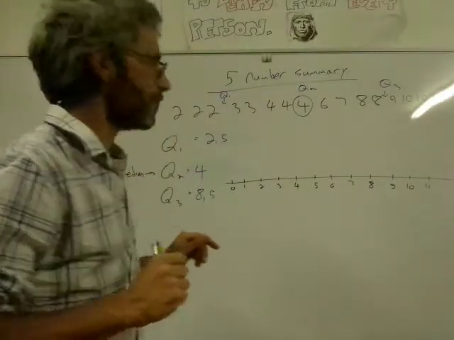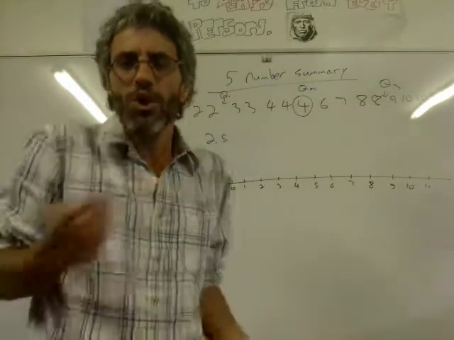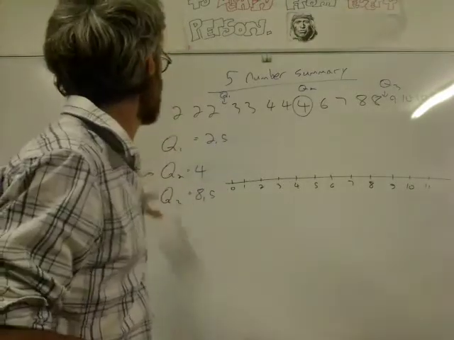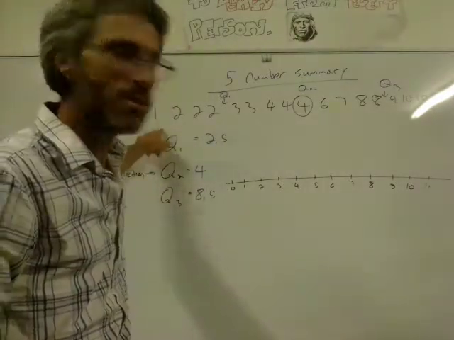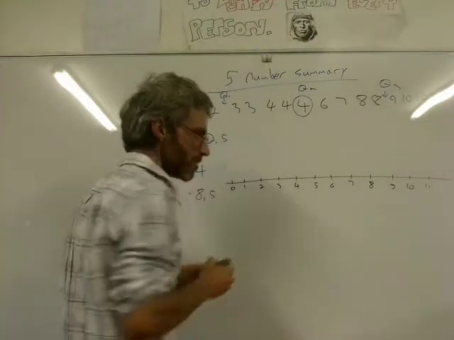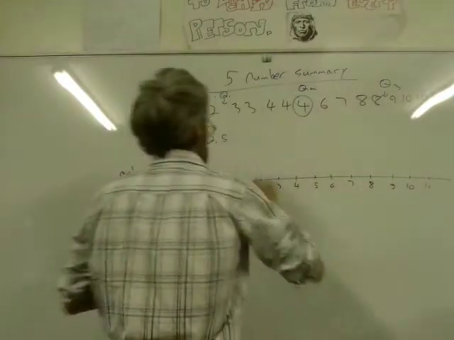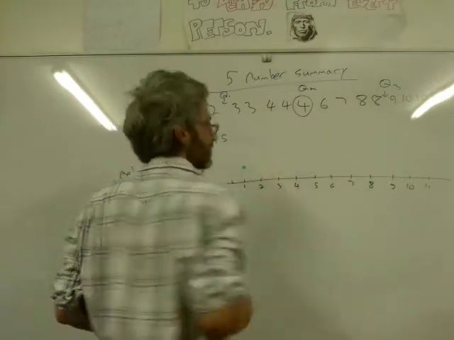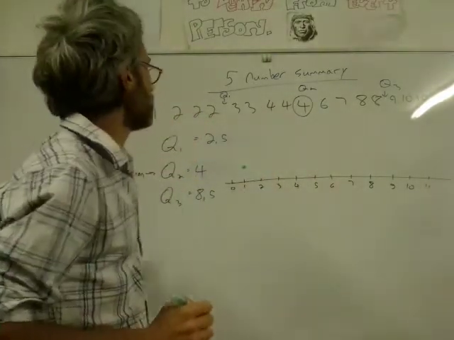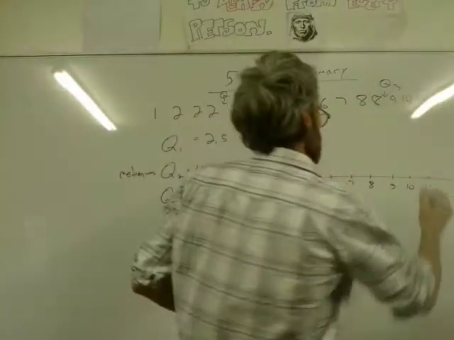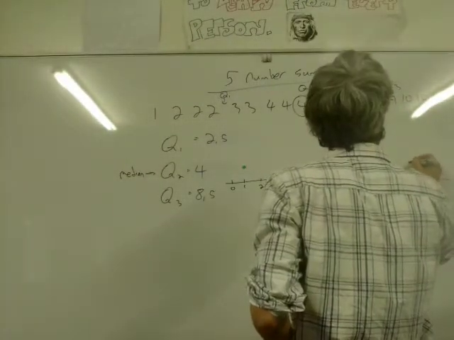Let's have a look for the minimum number. We didn't really mention it here, but the minimum number is 1. So we're going to put a little point, maybe with another color, green. So the minimum number is 1. What's the maximum number? No problem, 10. So we're going to put a point there.